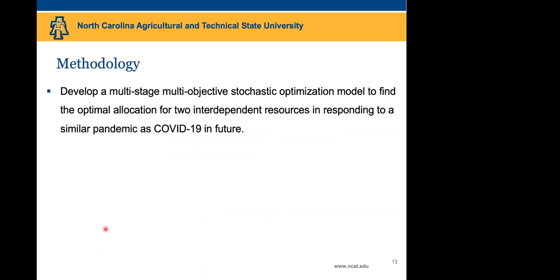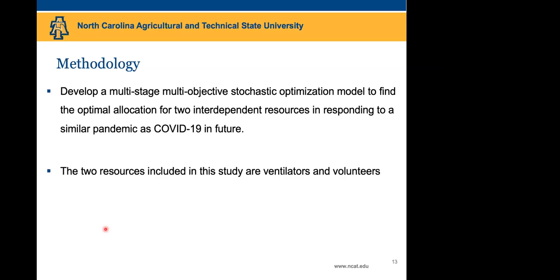The methodology here: from the model, we're looking to develop a multi-stage, multi-objective, stochastic optimization model to find the optimal allocation for two interdependent resources in order to respond to a similar pandemic as COVID-19 in the future. So maybe we can't implement this right now. Hopefully we are at the end, but if we still need it, it's going to be a very good framework to start from and keep tracking and doing what we have now.